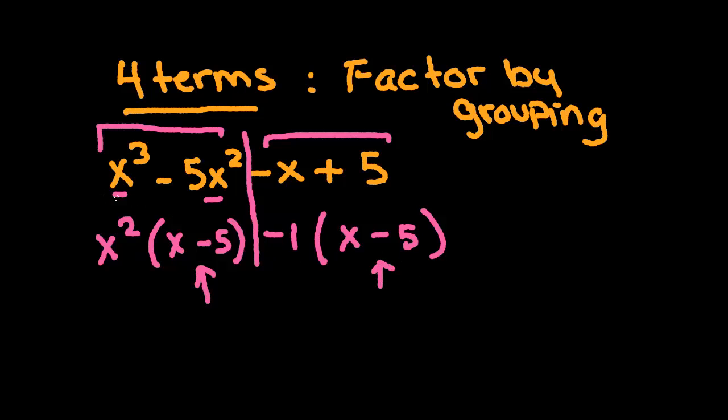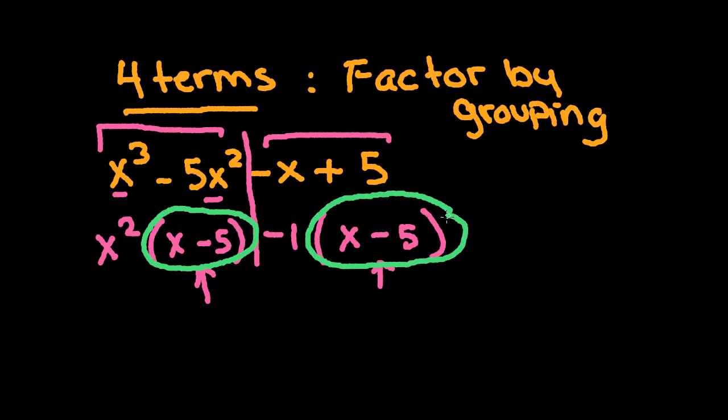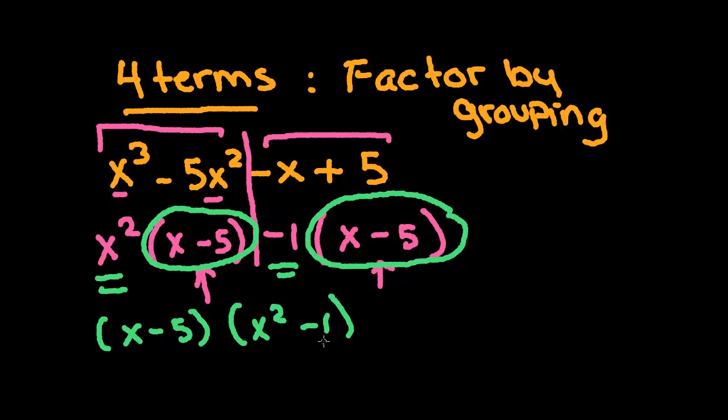So you always want to make sure that when you divide this, each side ends up with a factor in common. Now you have that factor in common, so you're going to take the factor that they both have in common, and that's going to get removed or factored out. So I'm going to take that out, x minus 5, and I'm going to write what's left. What's left is an x squared here and a minus 1 here. So they're going to get put together into another factor.